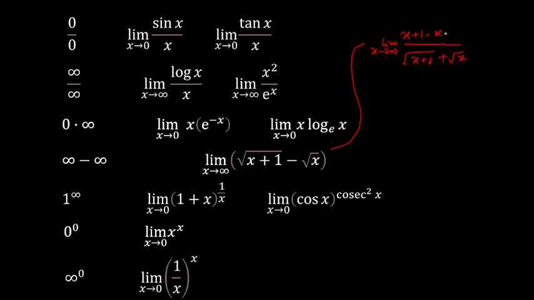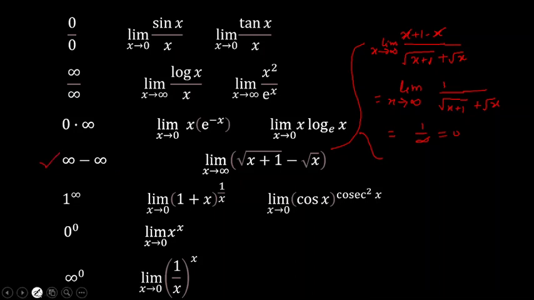So what we get here, these x are cancelled, and ultimately we have x tends to infinity limit 1 upon root of x plus 1 plus root of x. When x tends to infinity, we get 1 upon infinity, that is 0. So the limit exists and it is determined. This way we have seen the infinity minus infinity form.